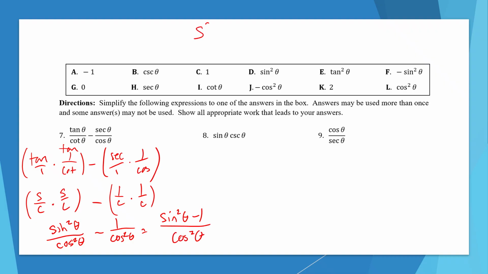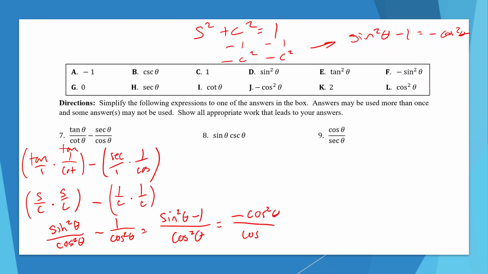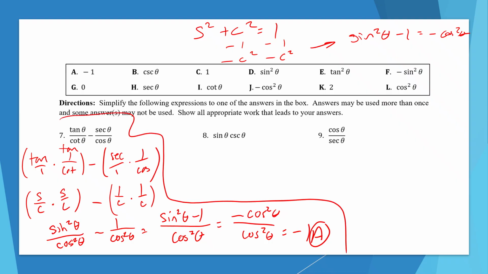Using the Pythagorean identities, I'm going to subtract 1 and then also subtract cosine squared like I did before to get sine squared theta minus 1 equals negative cosine squared theta. So negative cosine squared theta over cosine squared theta equals -1. So A should be our correct answer for number 7. I know that took up a little bit of space. We'll separate that from the rest of them.